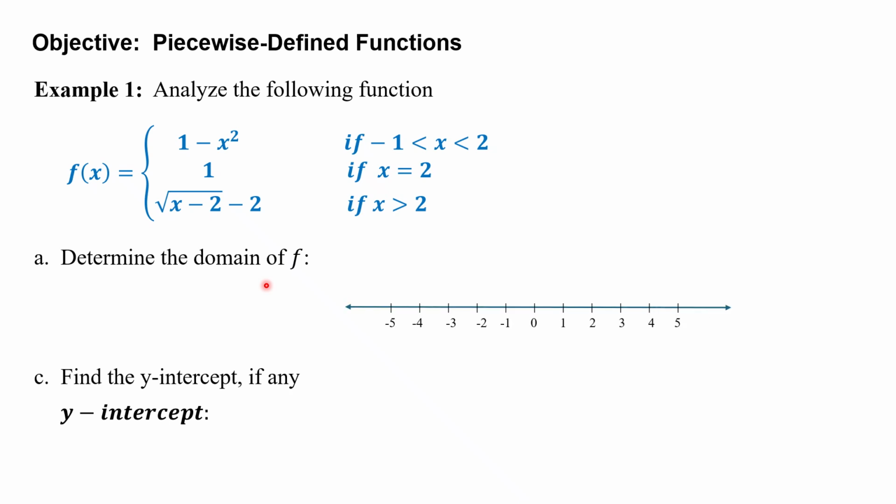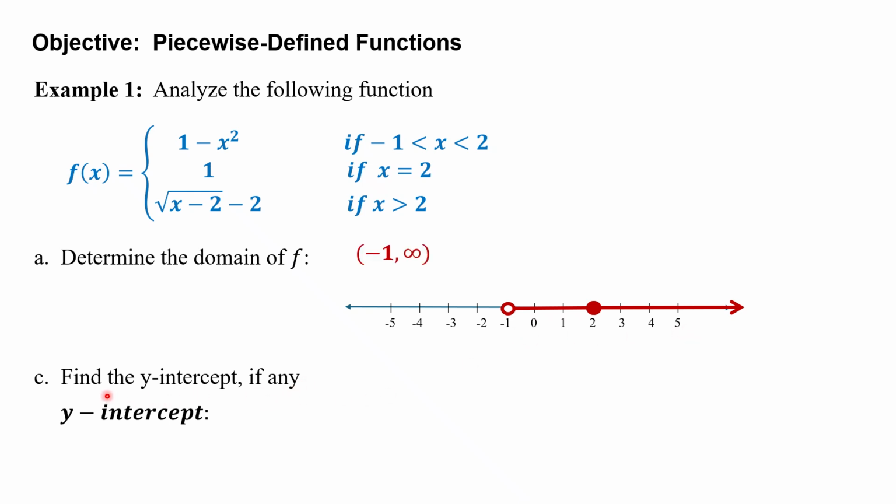First, the given interval in the domain is from -1 up to 2. We can put that on a real number line. So -1 up to 2, -1 and 2 are not included. And then on the second equation, the domain is x equal to 2, so we will shade the value of x which is equal to 2. And then the third domain is x greater than 2, so from 2 to infinity. We will shade from 2 to infinity. So we can see here that the domain of the function f is from -1 up to infinity.